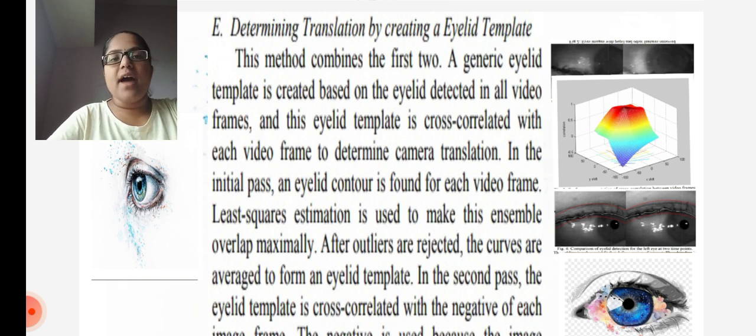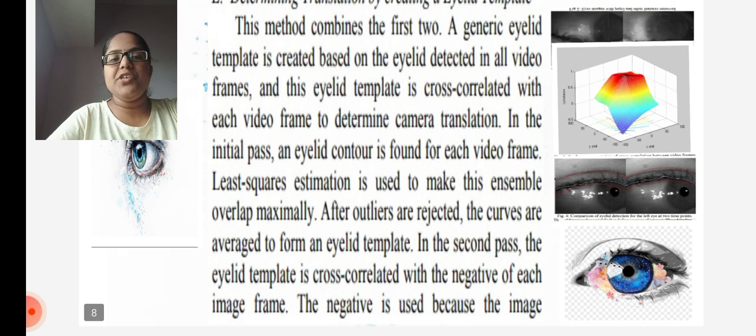In the initial pass, an eyelid contour is found for each eye video frame. A least squares estimate is used to make these overlap maximally. After outliers are rejected, the curves are averaged to form the eyelid template. In the second pass, the eyelid template is cross-correlated with the negative of each image frame. The negative is used because of these particular images.